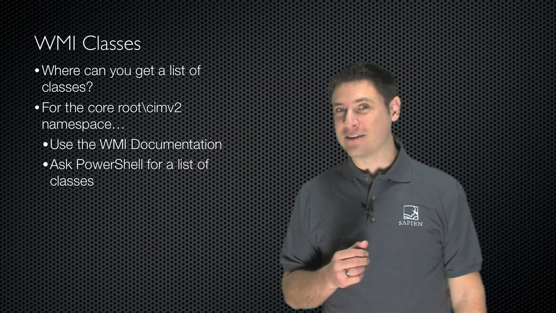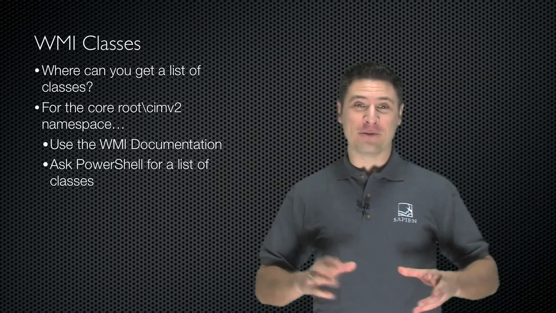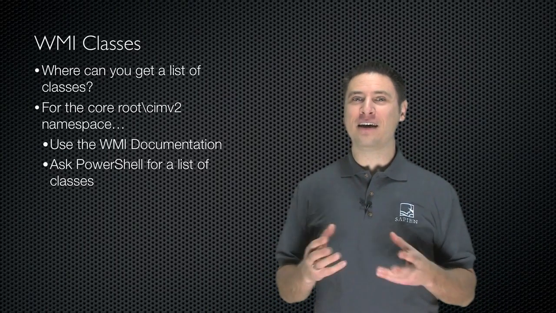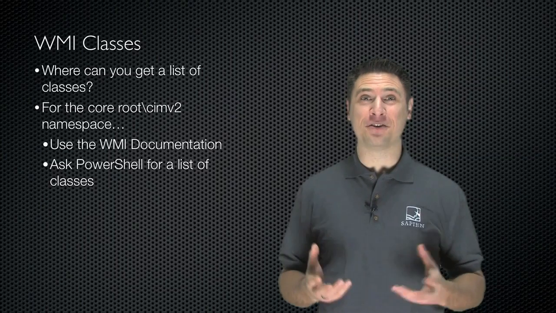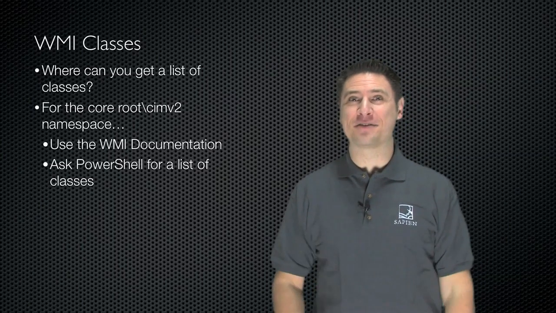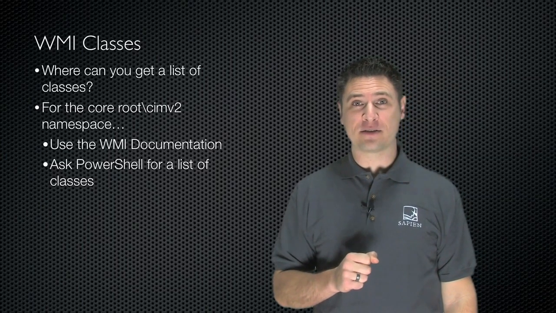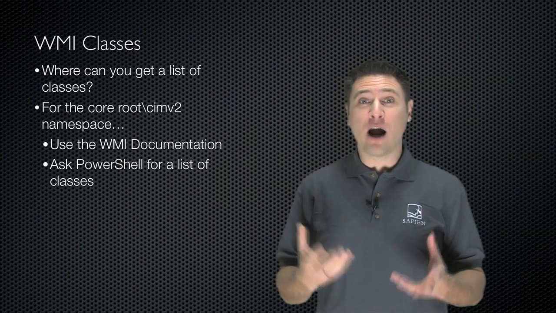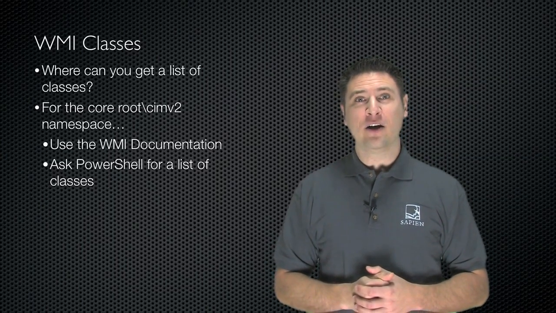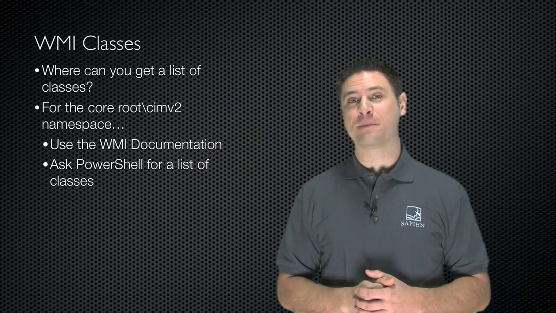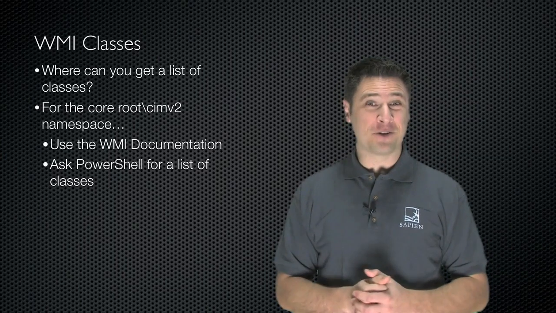So, of course, the trick here is that you can probably do anything with WMI, or at least a lot of stuff, if you can figure out what class to use. So where do you get a list of classes? Well, for the root\cimv2 namespace, which is where all the Windows operating system functionality lies, you could use the WMI documentation. Or you could just ask Windows PowerShell.